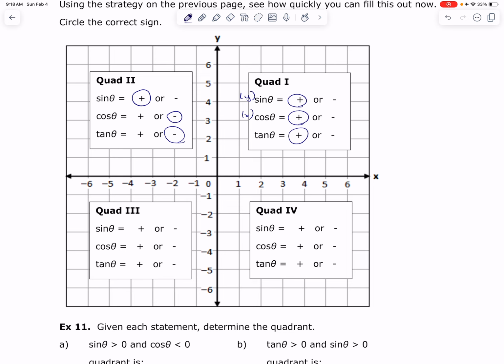Quadrant 3, we know our x is negative, our y is negative, so our tangent is positive. And quadrant 4, we know our x is positive, our y is negative, so our tangent is negative.